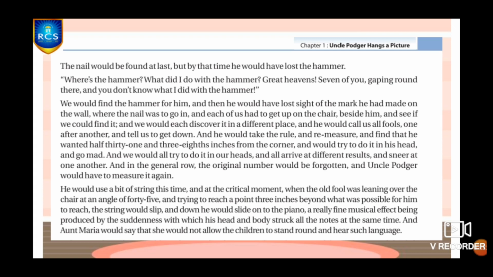And we would all try to do it in our heads and all arrive at different results and sneer at one another. And in the general row, the original number would be forgotten and Uncle Podger would have to measure it again. And we would find the nail for him at last, but by the time, he would have lost his hammer.